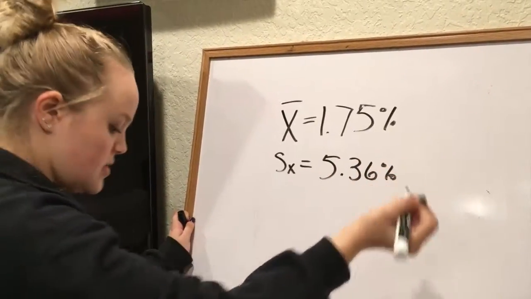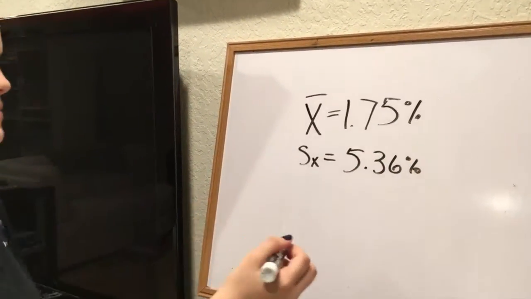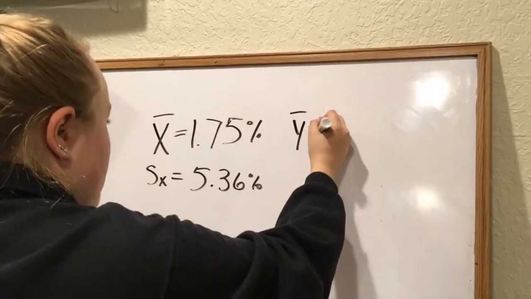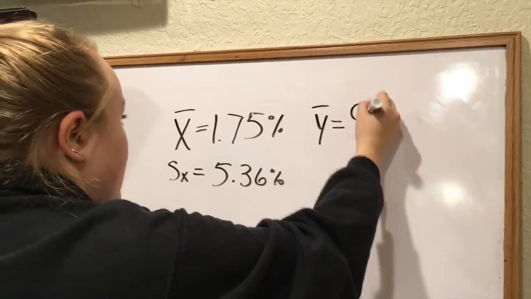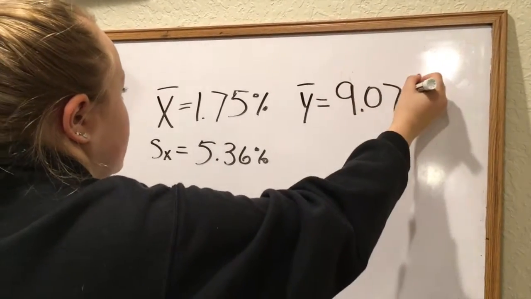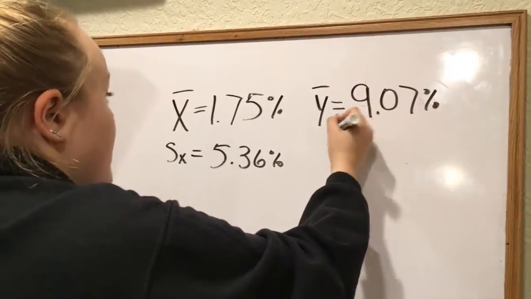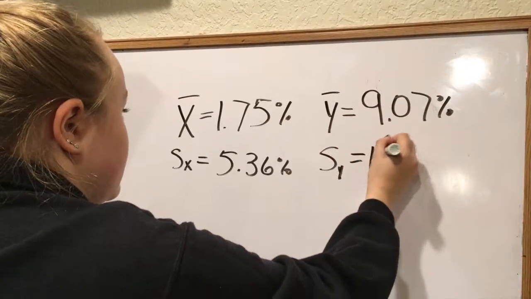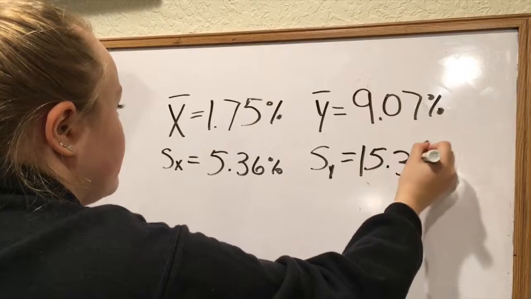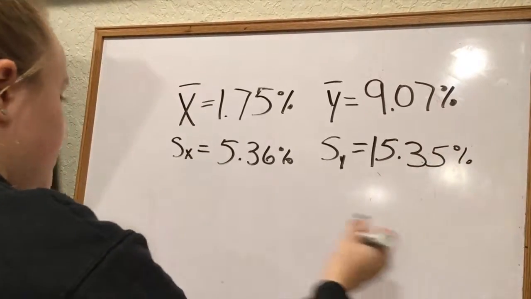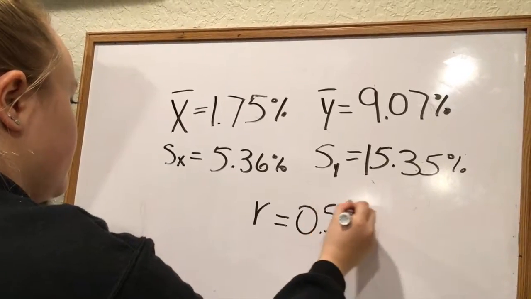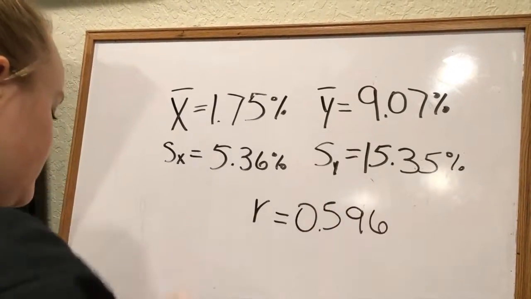0.36%. Y bar equals 9.07%. S sub y equals 15.35%. And r equals 0.596.